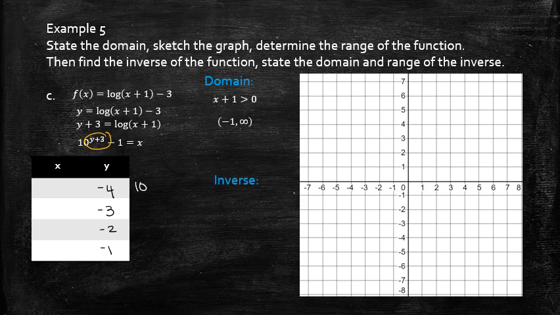Okay, so 10 raised to the negative 4 plus 3, and then we subtract 1. So again, this is 10 to the negative 1st power minus 1. 10 to the negative 1st is 1/10. Minus 1, this is negative 9/10. Next, plug in a negative 3. So negative 3 plus 3 is going to be 0. So this is really 10 to the 0 power, and then we take 1 away. So 10 to the 0 power is 1 minus 1. So we're at 0.